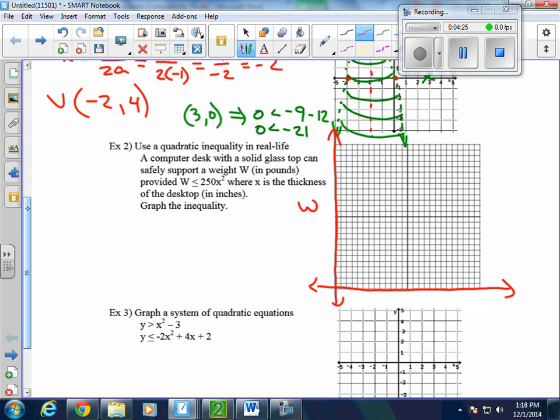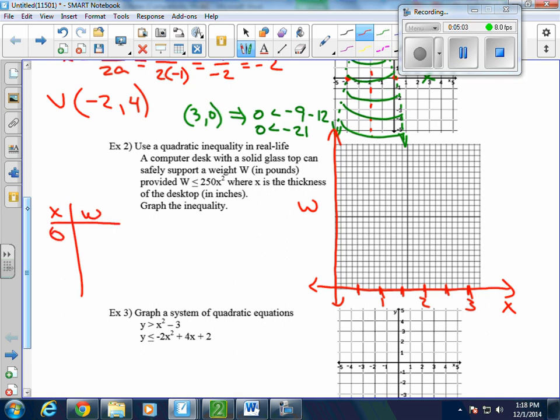So this is W, and here's the thickness in inches. So we're going to say that this is 1 inch and this is 2 inches. And this is 3 inches. And so we're going to make a table of values.